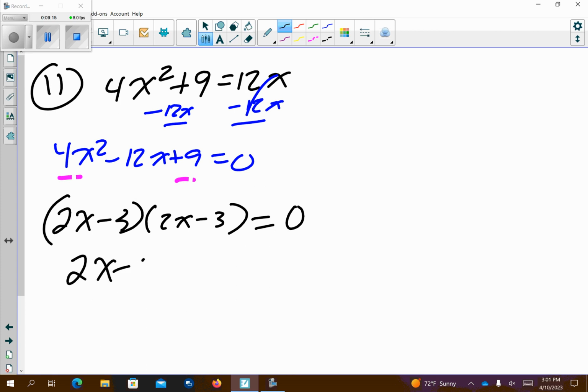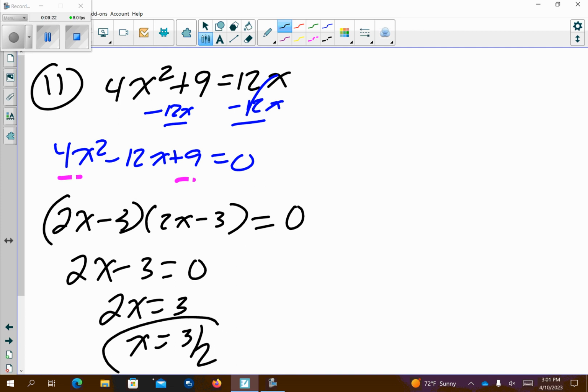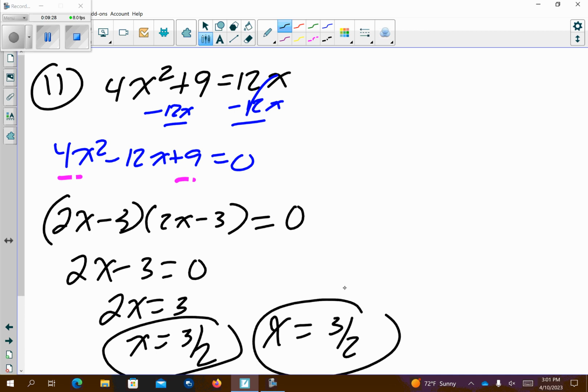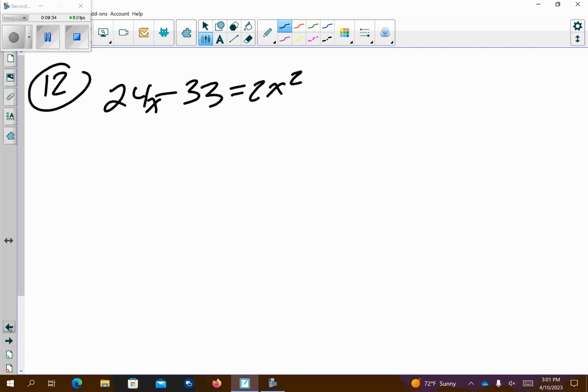So I get 2x minus 3 equals 0. Add 3 to both sides. Divide by 2. So I get two answers. I get x equals 3 over 2, and I also get x equals 3 over 2 because I had the exact same thing. This is one of those double roots. If you use the quadratic formula, you're going to get the same answer. It'll be plus or minus 0 when you plug it in.